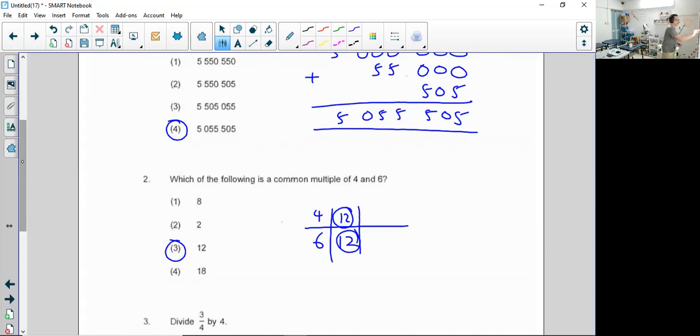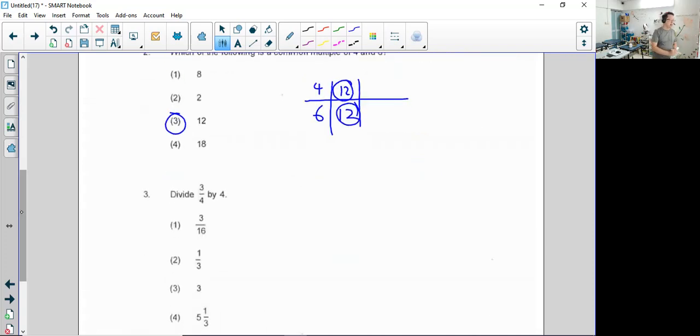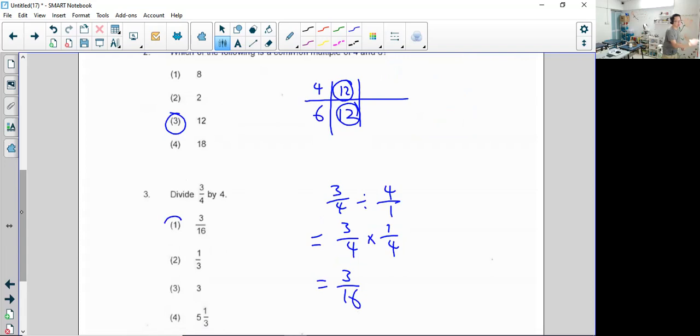Question number 3, how to divide fractions with whole numbers. You take 3/4 divided by 4. You have to change the whole number into a fraction, and then you keep, change, and flip. Keep the first fraction, change the divide to times, and then flip the fraction upside down, and you will get 3/16. So your answer will be number 1.